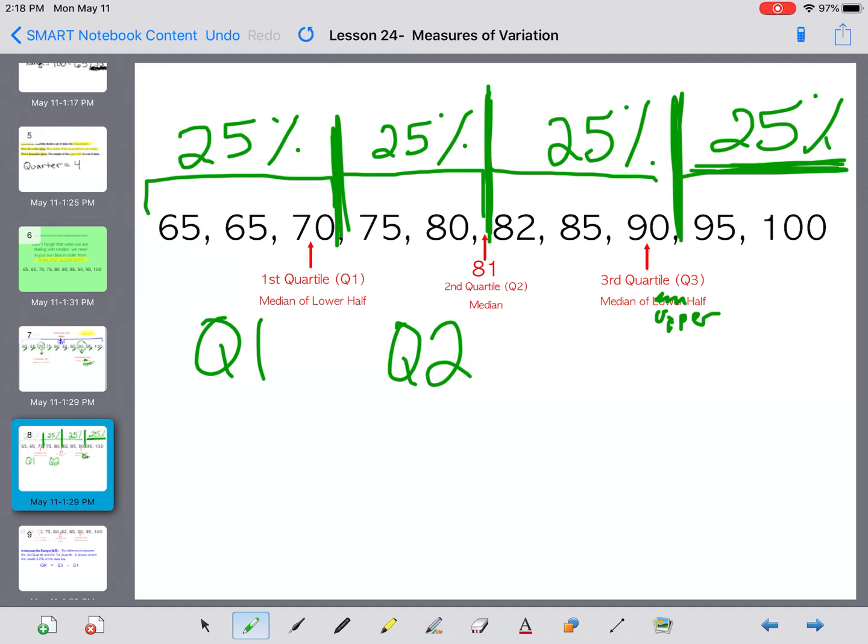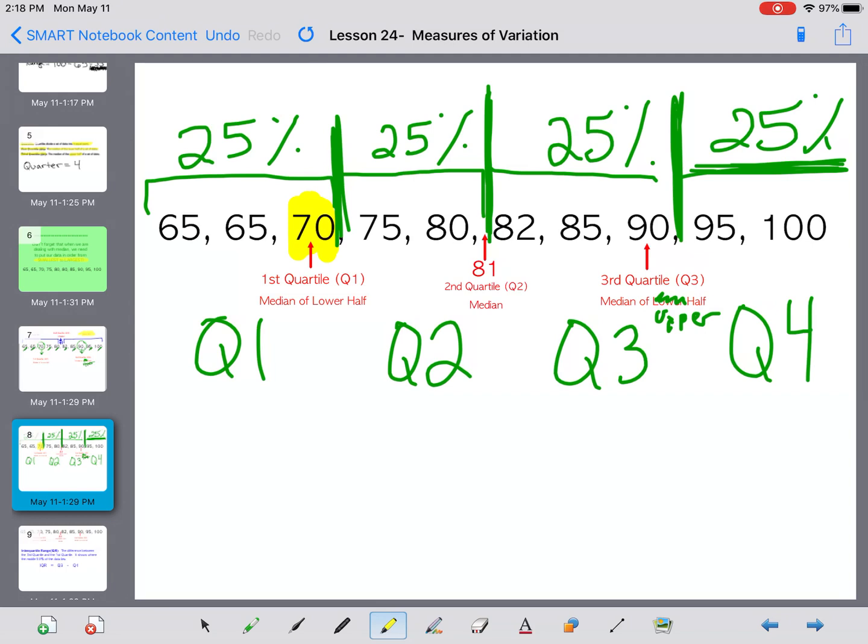25% falls. And I should label this. This is quarter 3, and this is quarter 4. So that's kind of how our data falls, you guys. So in quartile 1, I'm going to use my highlighter. In quartile 1, 25% of our temperatures fall below 70 degrees.